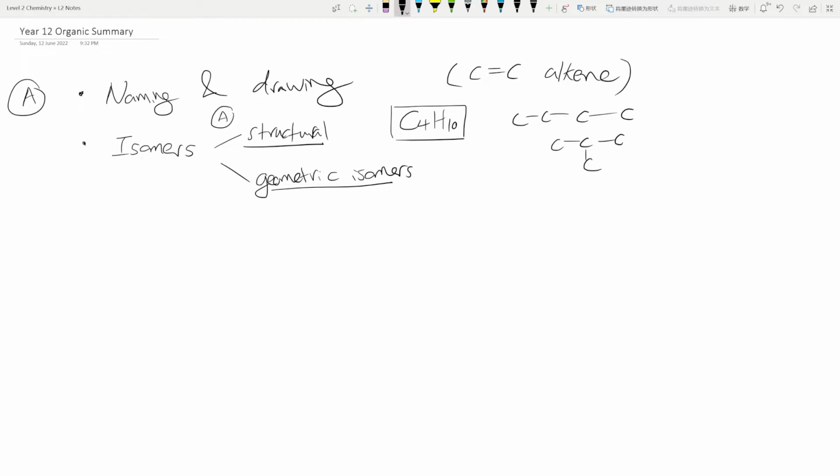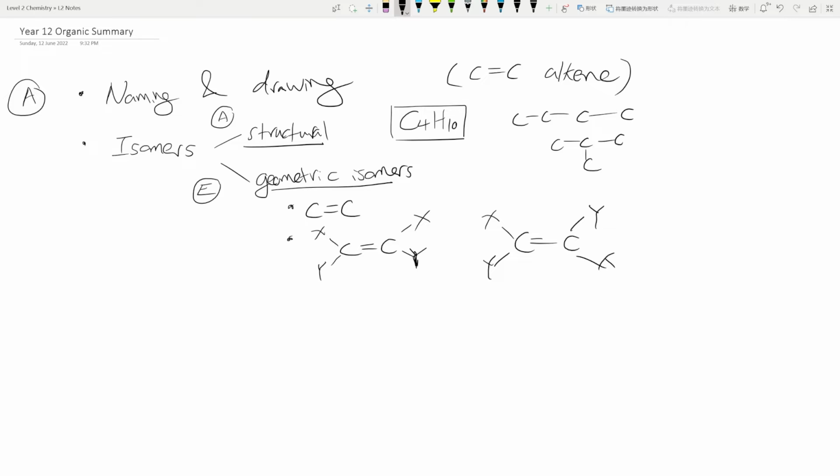For a geometric isomer, this is where your excellence is going to come in. For the geometric isomers, you need to know that this is strictly in alkenes, in CC, they must have a double bond, because by having a double bond, there's no free rotation around it. The other criteria that you must have is that the two groups bonding to the two carbons must be different.